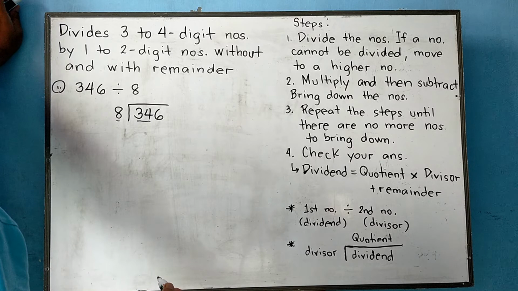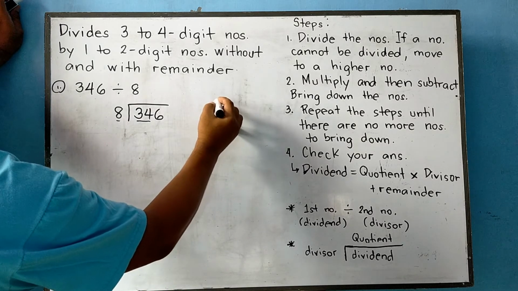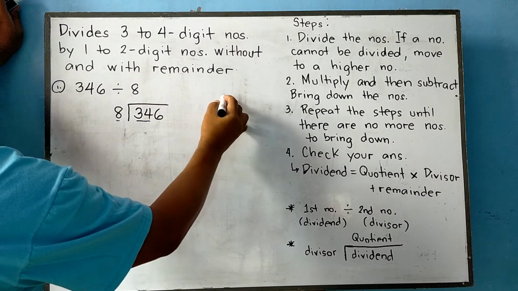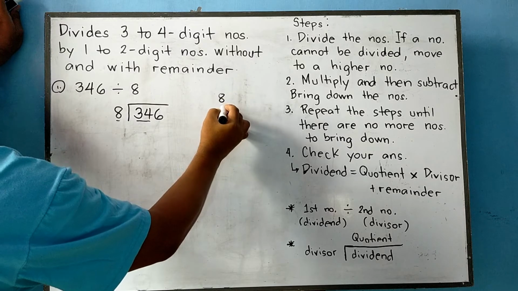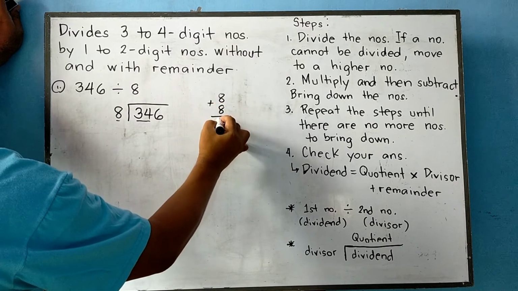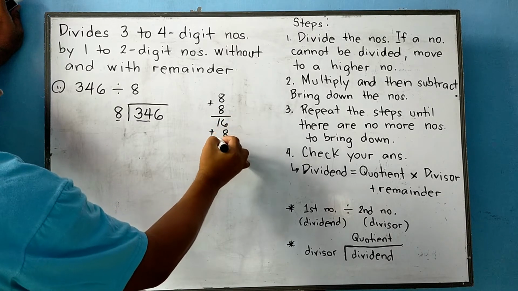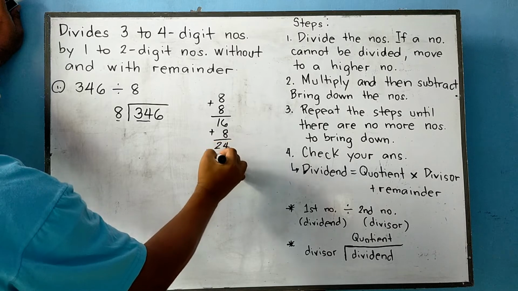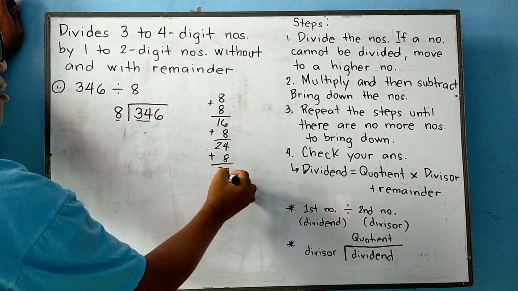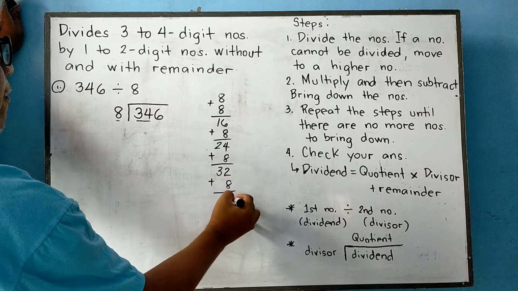But, if you do not know that multiplication table, you can apply the continuous addition. So, paano yun? Katulad nito, since your divisor is 8, add 8 consecutively. So, 8 plus 8, the answer is 16. And then 16 plus 8, the answer is 24. And then 24 plus 8, the answer is 32. And then 32 plus 8, the answer is 40.